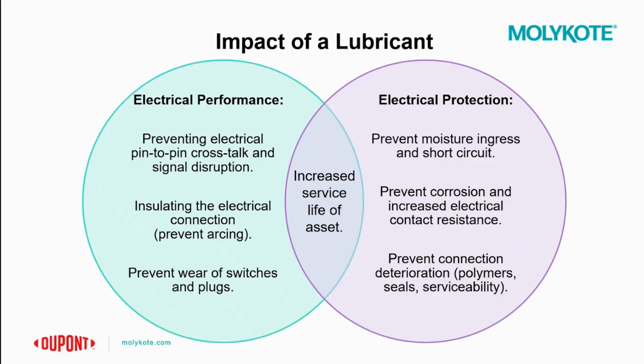Sticking with these two categories of performance and protection, lubricants can affect performance by preventing electrical pin-to-pin crosstalk and electrical arcing with their strong insulating properties. Along with that, they can create a tribological film to prevent wear of moving pieces, such as switches and plugs. In terms of electrical protection, lubricants can do a great job of restricting moisture ingress. They can also have corrosion additives to protect connections and switches from corroding. And lastly, but not least, lubricants can do a great job of protecting polymers and seals from deterioration. This helps maintain the integrity of plugs and seals for performance and serviceability.